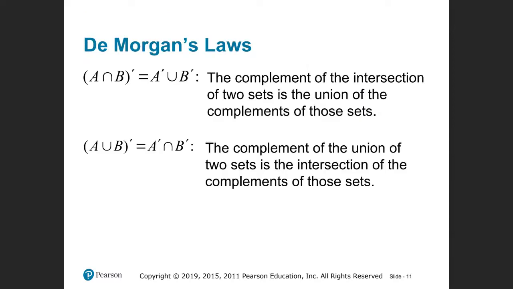Finally, De Morgan's law. This is just another way of saying what we just proved. The complement of A intersect B is equal to the complement of A union complement of B. And the complement of A union B is equal to the complement of A intersect the complement of B. We proved one of these, you can prove both of them by the same process.